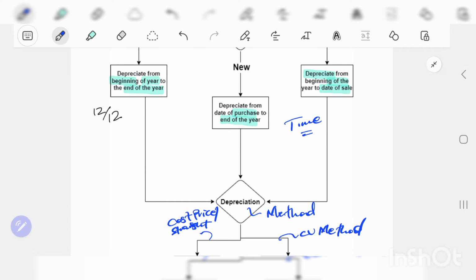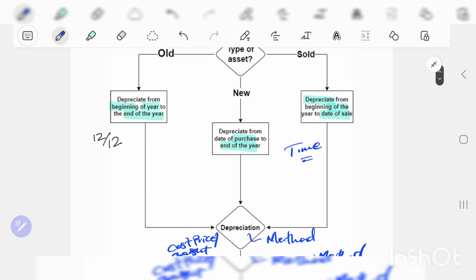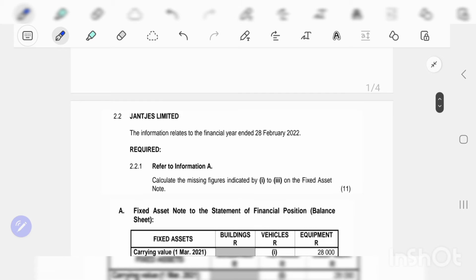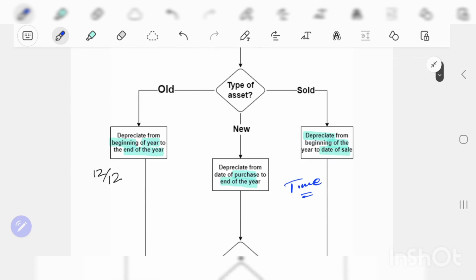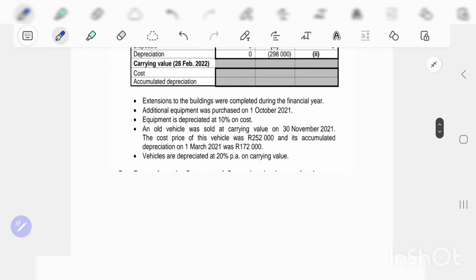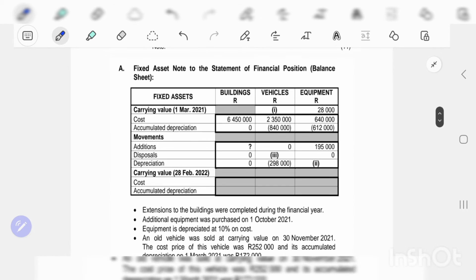Time and cost, guys, they are very important when you are working with depreciation. I hope so far it makes sense. For us to be able to understand this, let's just take this example so that you can apply the principles.